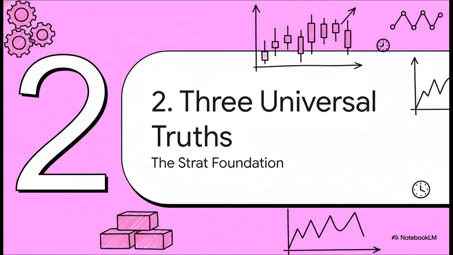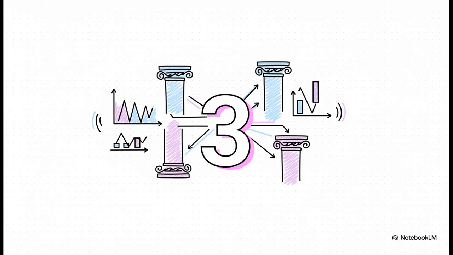Okay, so how does this actually work? Well, the entire strategy is built on just three foundational principles. They're called universal truths because the claim is they apply to anything that trades on any time frame. Yep, just three. Think of these like the three legs of a stool. You need all of them for a solid foundation. They aren't separate ideas. They all work together to give you a complete framework for seeing the market clearly.